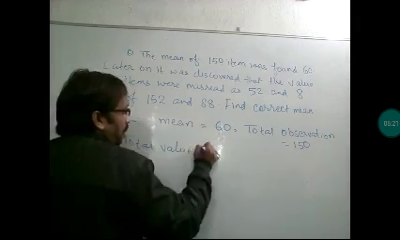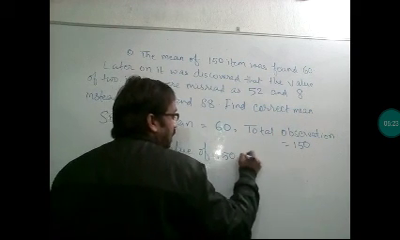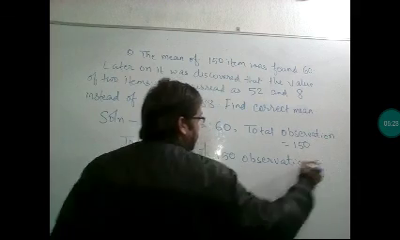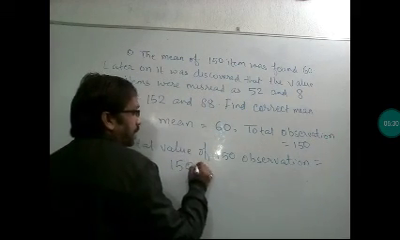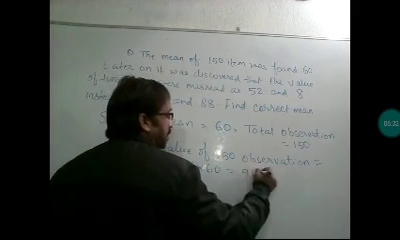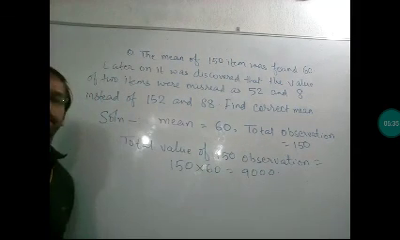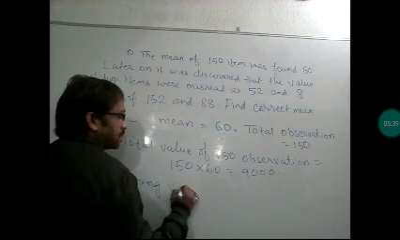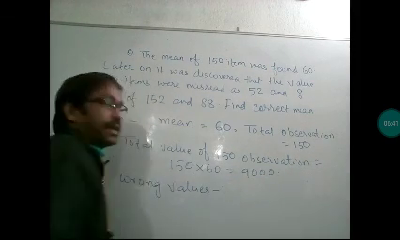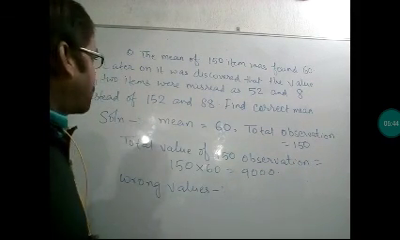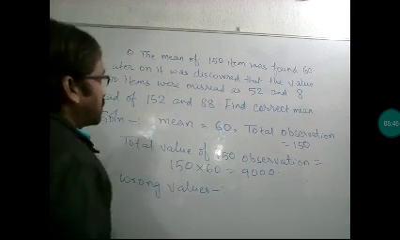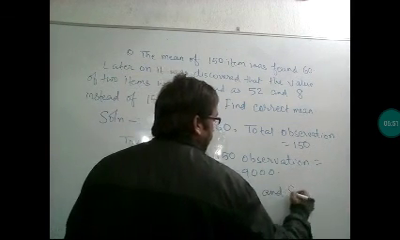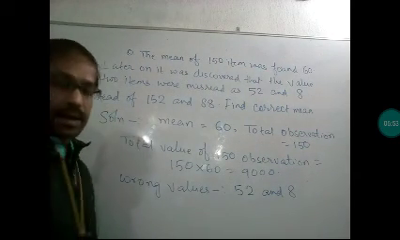Obviously we can find it, so the total value of those 150 observations is equal to 150 into 60, that is equal to 9,000. Okay, now the wrong values were also given. In that, wrong values were included. So what were the wrong values? They were 52 and 8. That should not have been taken by us, but we have taken them.